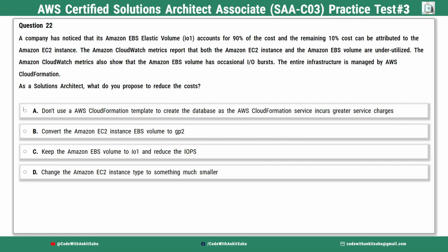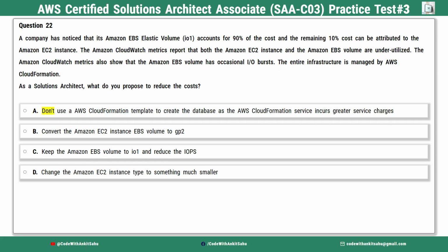Question 22. A company has noticed that its Amazon EBS Elastic Volume, IO1, accounts for 90% of the cost and the remaining 10% cost can be attributed to the Amazon EC2 instance. The Amazon CloudWatch metrics report that both the Amazon EC2 instance and the Amazon EBS volume are underutilized. The Amazon CloudWatch metrics also show that the Amazon EBS volume has occasional I/O bursts. The entire infrastructure is managed by AWS CloudFormation. As a solutions architect, what do you propose to reduce the costs?